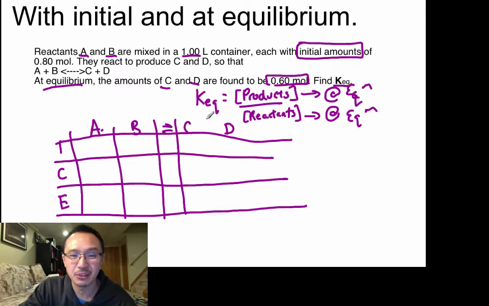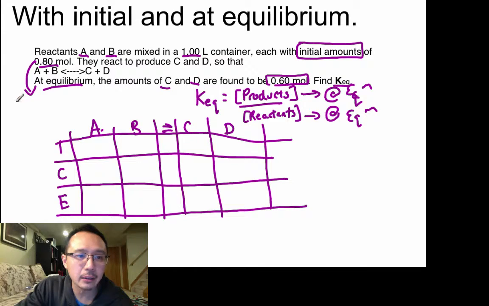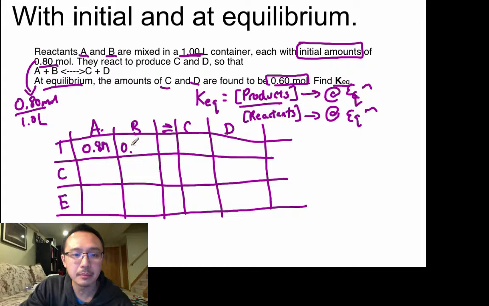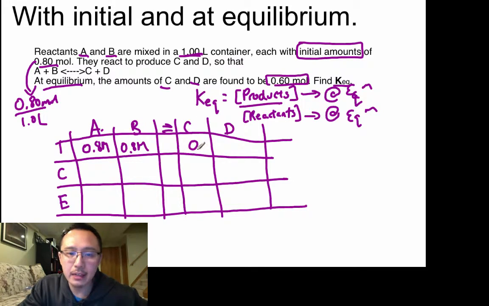You actually don't really need the middle column. So this is your ICE chart. Then you use this ICE chart and fill in all the things that you're given. You're given A and B with 0.8 moles. We can't use moles, we have to use molarity. To get the molarity, we go 0.8 divided by my volume, which is conveniently 1 liter. So I start off with 0.8 molar for A and for B. Because this is the initial, we don't have any of the products, so that's 0 and 0 molarity.